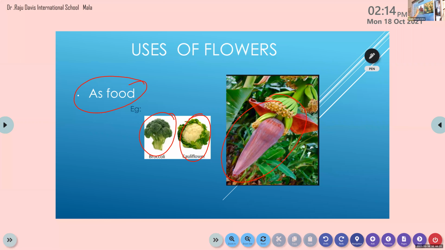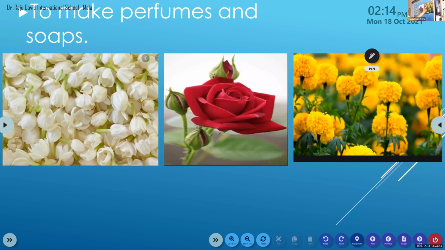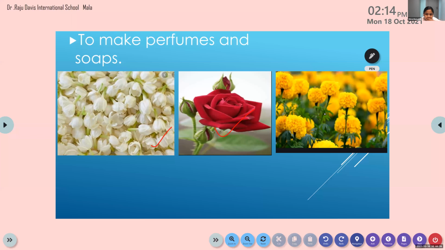See, from jasmine, rose, and marigold, we can make perfumes and soaps. In these flowers, some substances make a pleasant smell. If we take that substance from the flowers and add it to perfumes and soap, that soap will have that flower's smell.